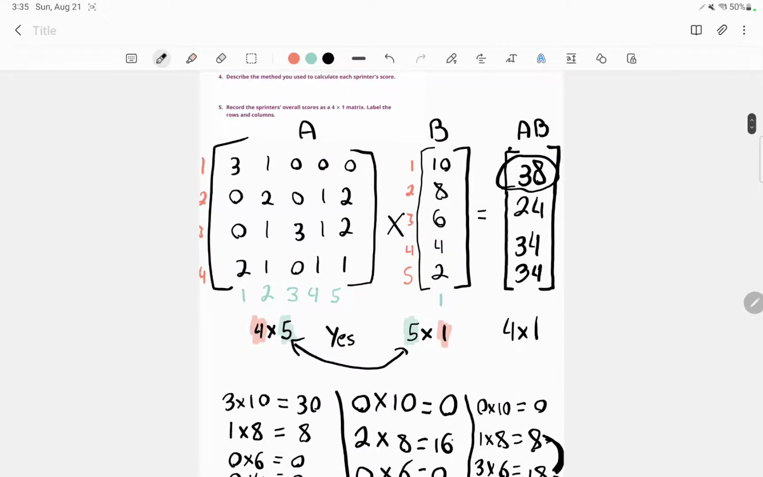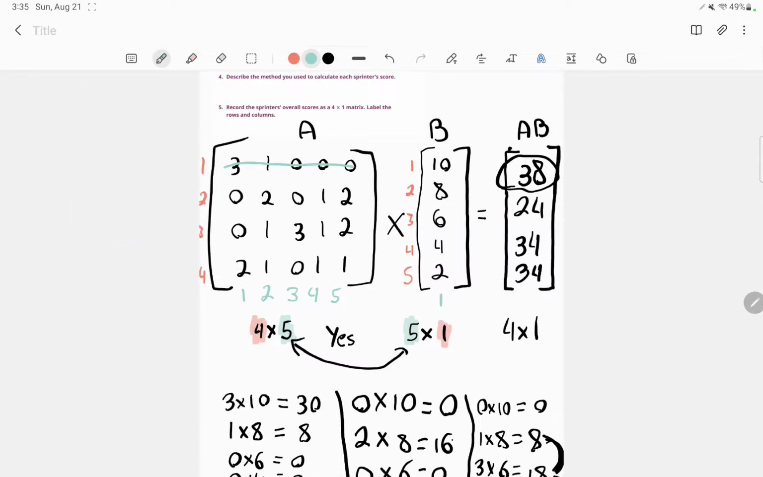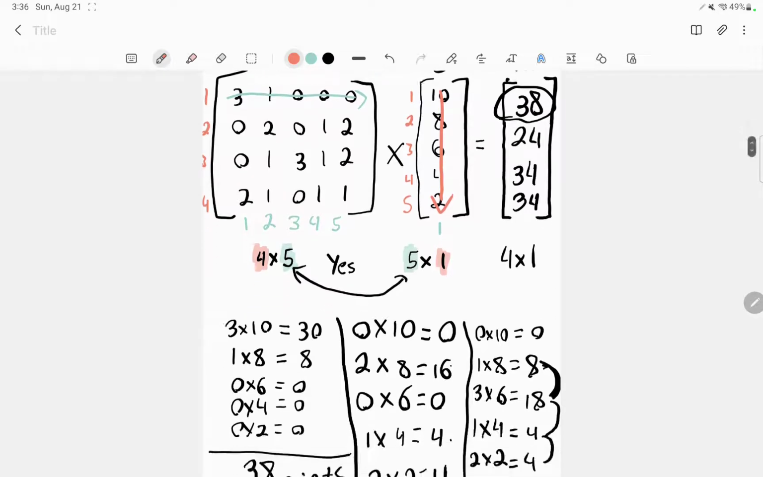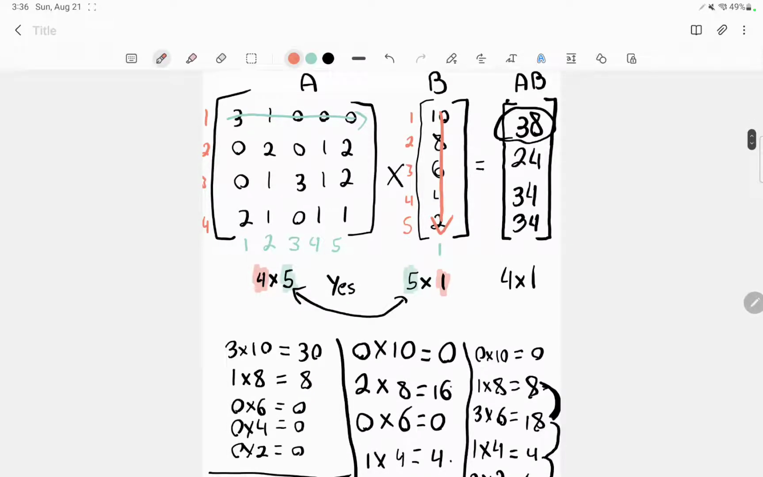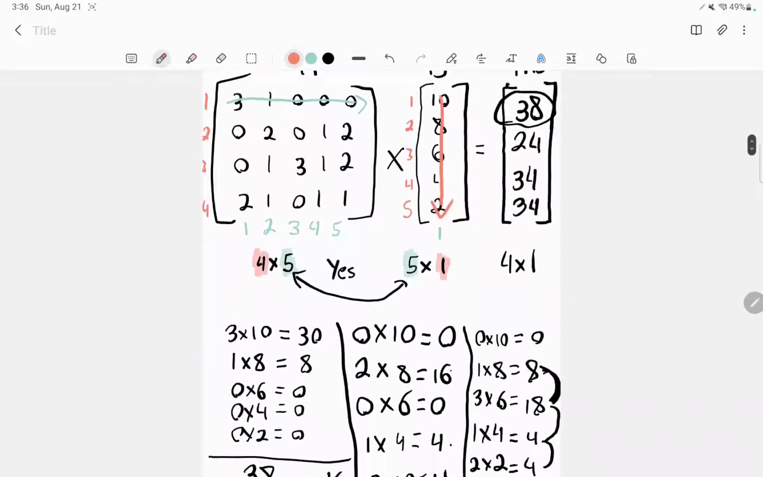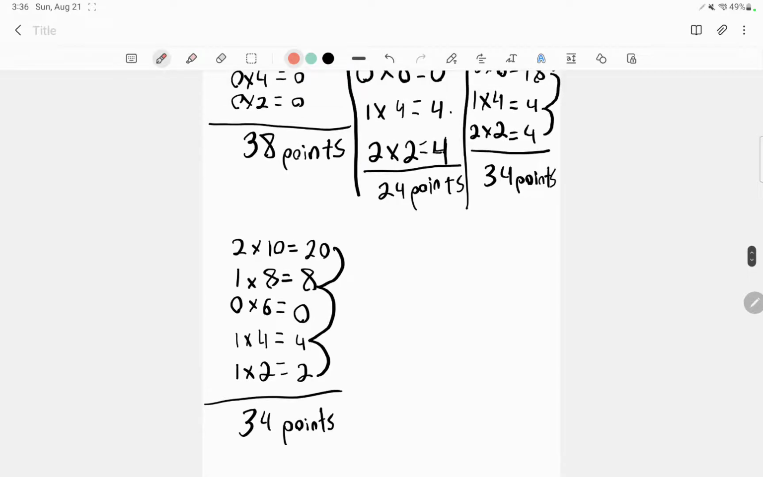Okay? And remember, I'm going to highlight it once more, just in case you forgot. You go this way on the first matrix. And on the second matrix, you go down. Okay? Just keep that in mind. You go left, down every time. And that's it.